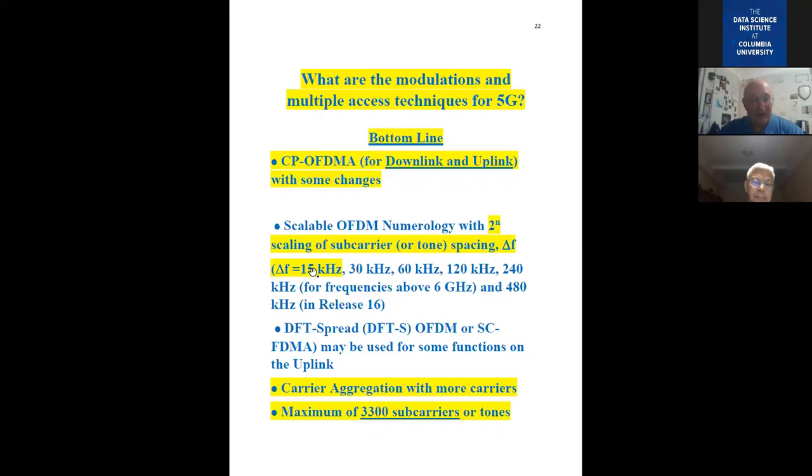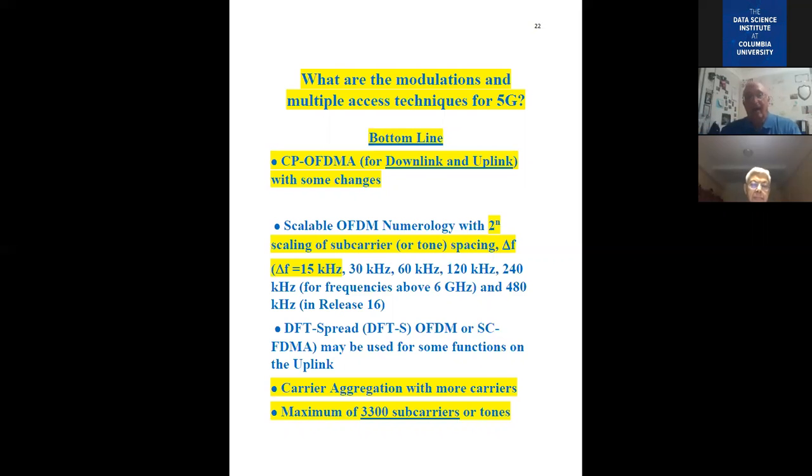You start off originally with 15 kilohertz times 2,048 points. And now suppose I increase the bandwidth by a factor of 4. If I increase delta F by a factor of 4, the bandwidth of the total system can go up by a factor of 4. And so what happens, you can get tremendous bandwidth, but keep in mind that the time of an OFDM block is 1 over delta F. So the OFDM blocks become smaller and smaller, and with that, the cyclic prefix becomes smaller and smaller.